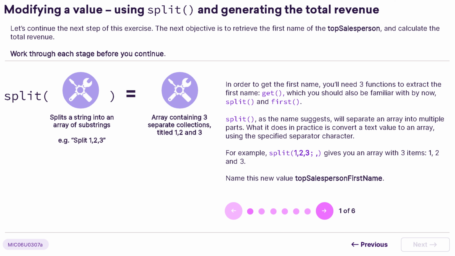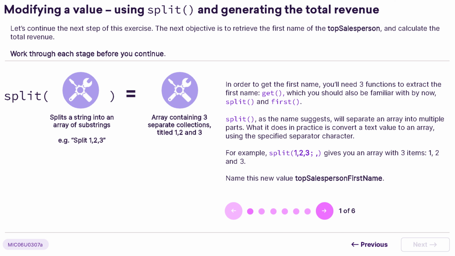In our scenario, you want to extract the first name of the top salesperson. You'll use three functions: get, split, and first. Here's how it works. You'll first retrieve the full name from your data collection using get, then use split to divide the full name into parts, typically separating by spaces to isolate the first name. Finally, first will help you pick out the first element from the array, which should be the first name.